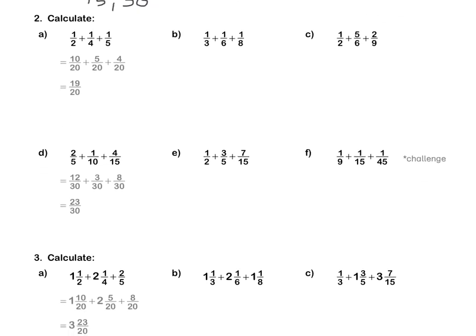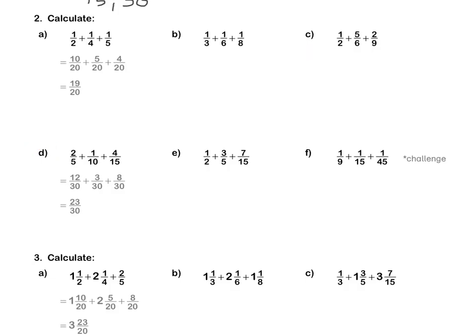Question 2. Calculate. We have addition of 3 fractions. We have 2, 4, and 5. The lowest common multiple of those 3 numbers is 20. Then we times the 1 by 10. 4 times 5, 1 times 5, 5 times 4, and 1 times 4. And we add up to get 19 out of 20. Press pause to complete questions B and C by yourself.